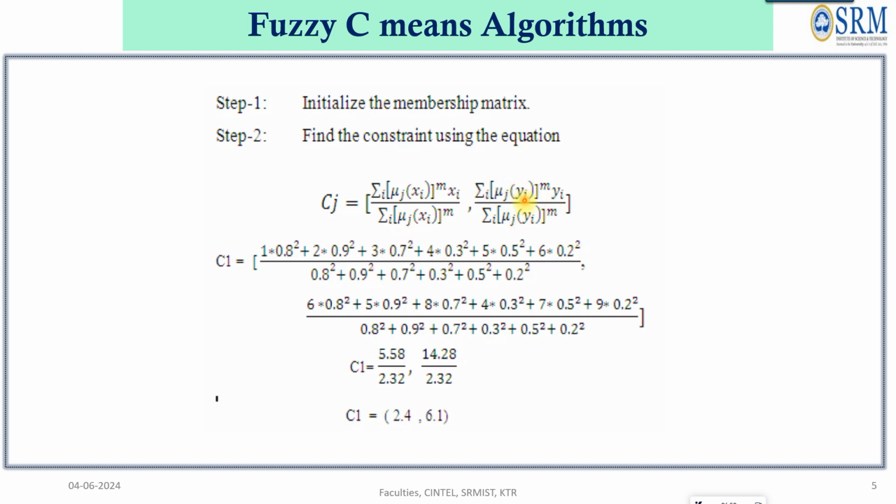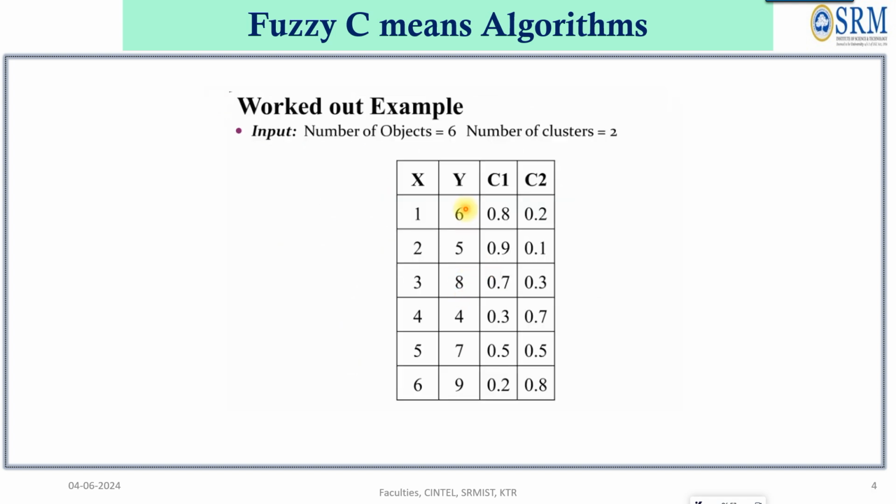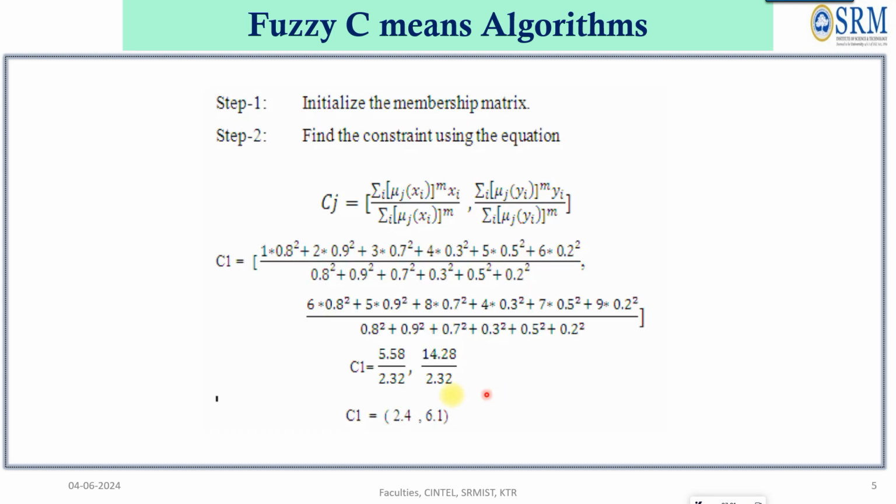Moving on to the y part, same way, y value into 0.8 whole squared and till 9 into 0.2 whole squared, right? Now you'll be getting the updated cluster value or initial cluster value, which is 5.58 divided by 2.32 and 14.28 divided by 2.32, which is nothing but 2.4 comma 6.1, right? And this is for the first cluster centroid.